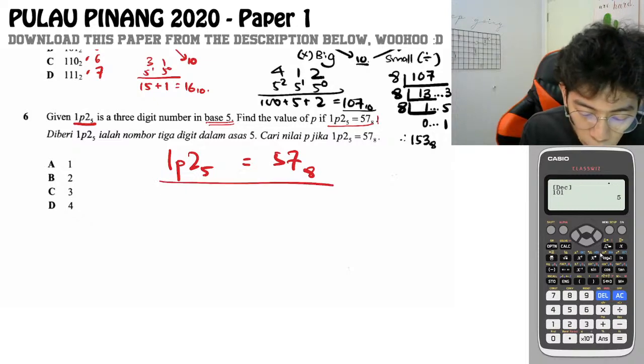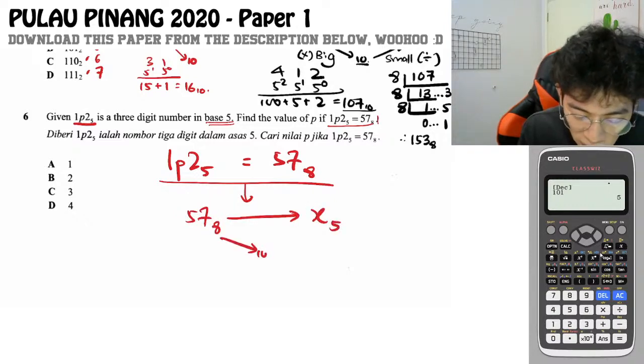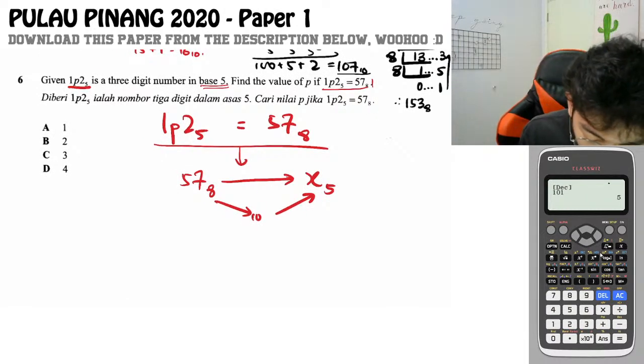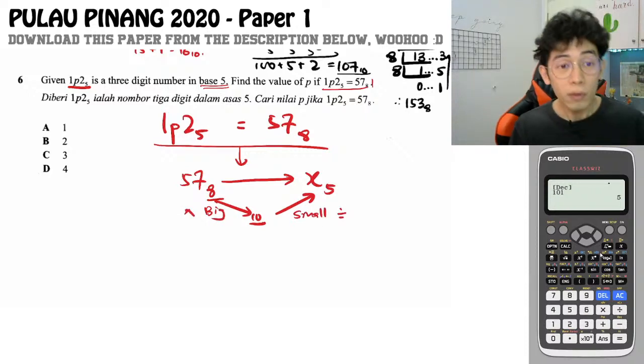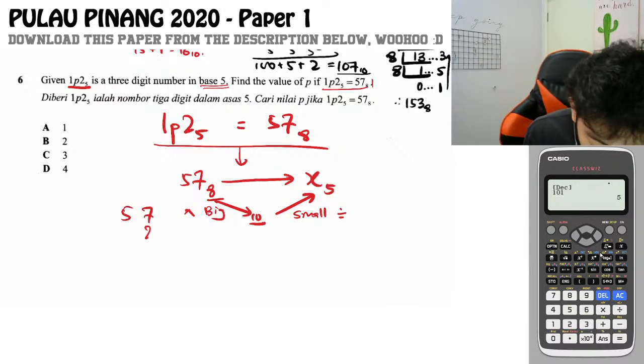Okay, let me reconvert this question now. It's like what I mentioned just now, you know. So 8, you are trying to change to base 5. So you got to go through base 10. See, it's the same thing. So 8 to 10, bigger, you times. 10 to 5, smaller, you divide, you see. You saw that? So what you can do is 57 base 8.